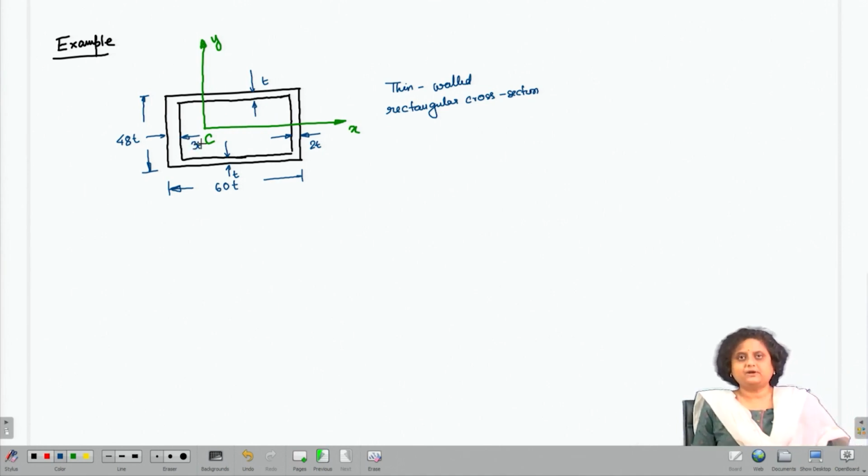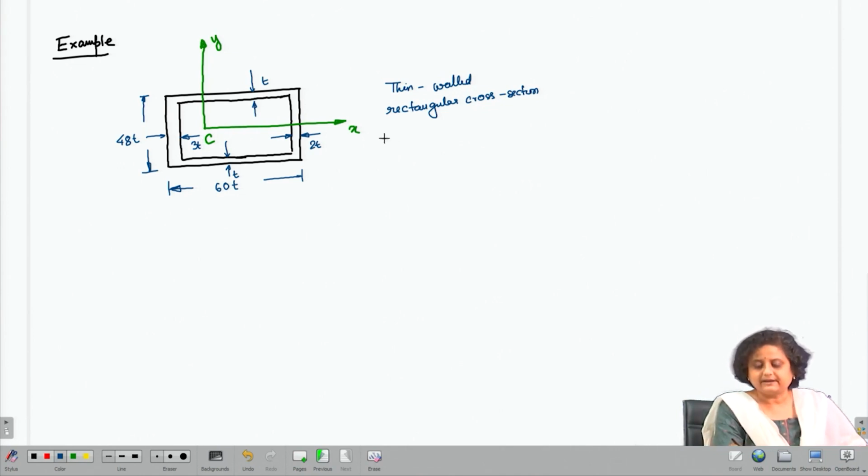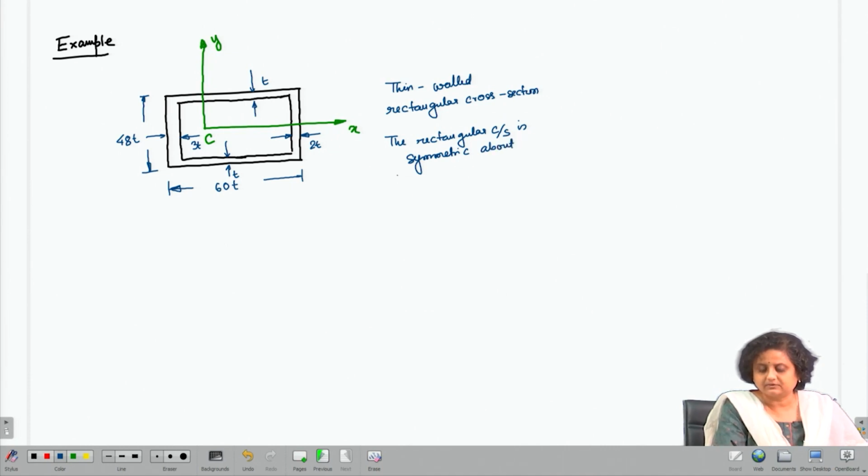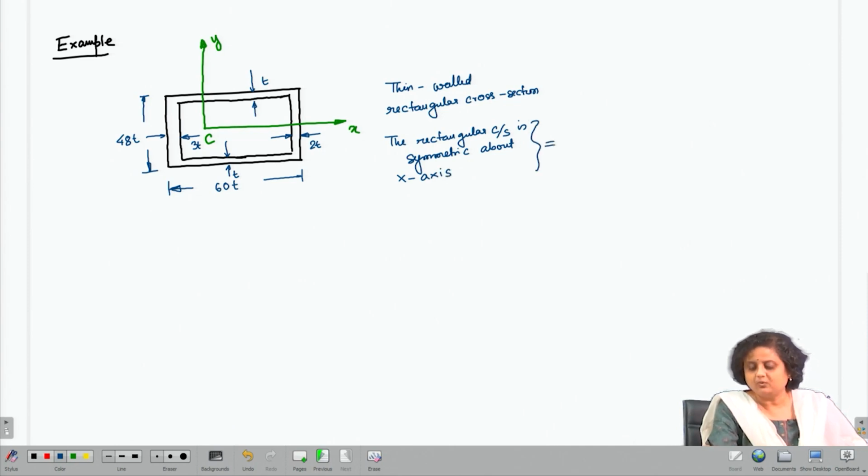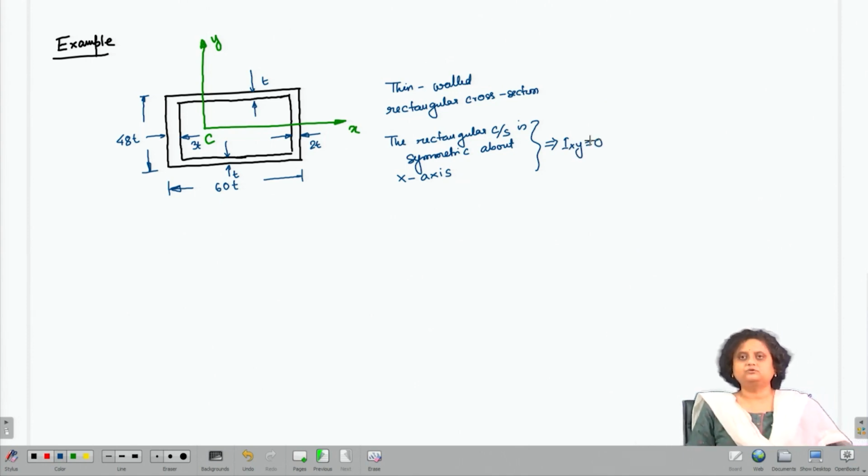Now, we can see from the dimensions that the rectangular cross section is symmetric about the x axis. So, because of this symmetry, we know that Ixy is going to be 0 for this cross section.